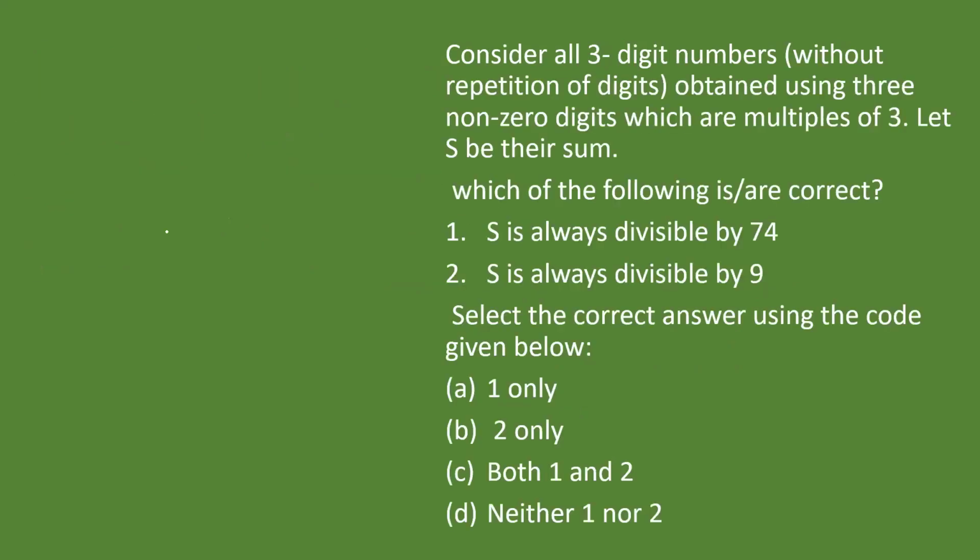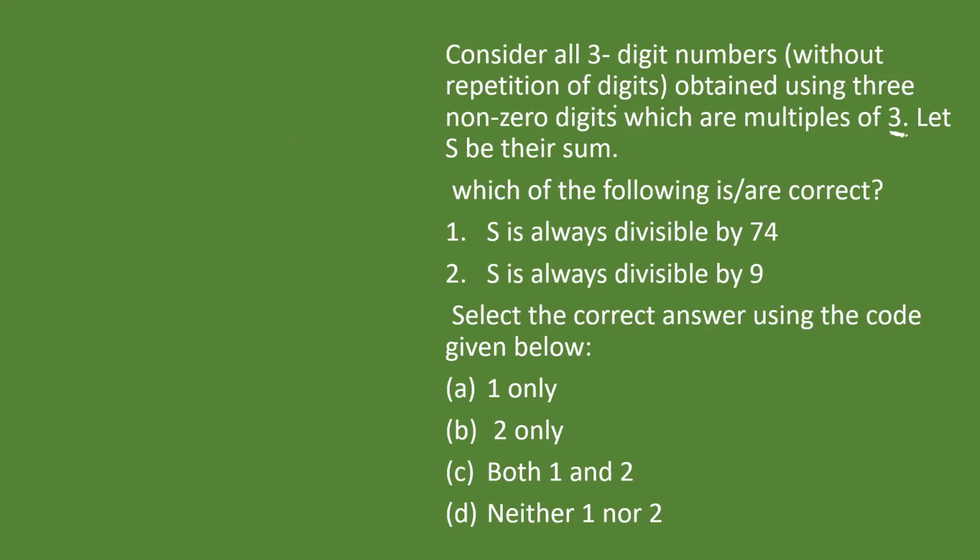See here, this is one of the previous year's UPSC questions. Consider all three-digit numbers without repetition of digits obtained using three non-zero digits which are multiples of 3. They are clearly saying that there are three-digit numbers. How are those three-digit numbers obtained? Using three non-zero digits, zero cannot be included, which are multiples of 3.